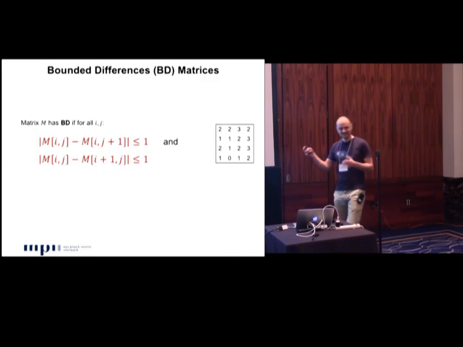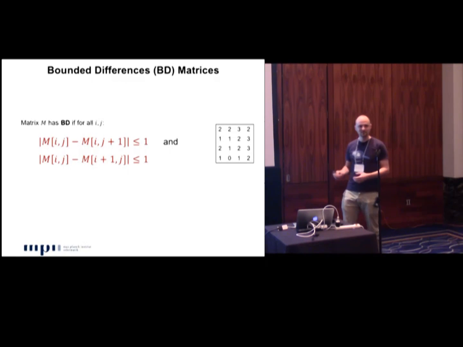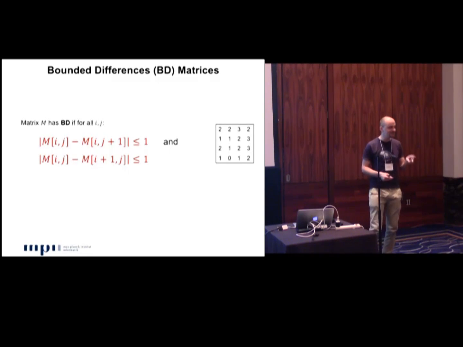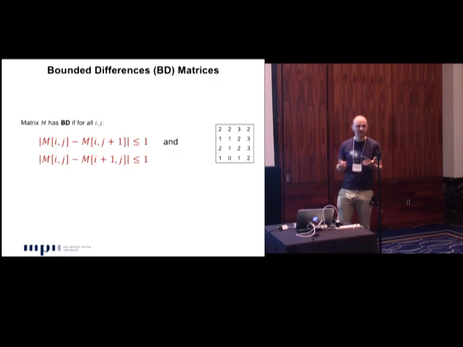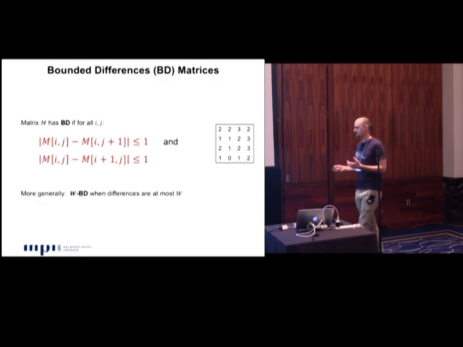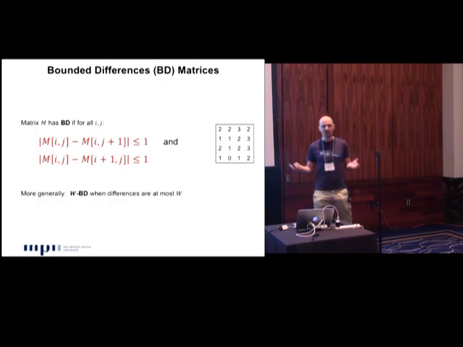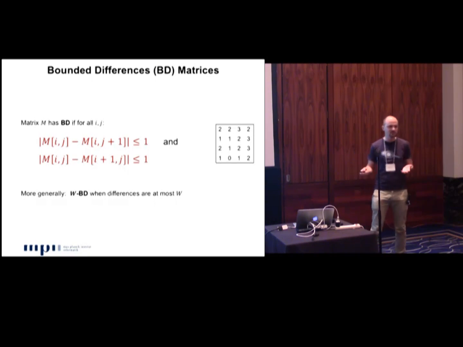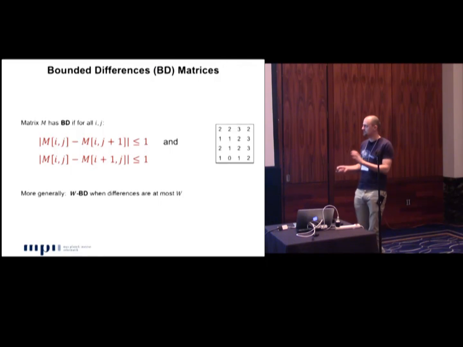So let me go through the different parts of this title for you. We are looking at bounded difference matrices, meaning that any two adjacent entries of your matrix differ by at most one. So if you start in some entry here and you go to the right or you go to the bottom, then your entry will change by plus minus one at most. And more generally, you can also look at W bounded difference matrices when this difference is bounded by W. But for the purpose of this talk, it will always be just one.